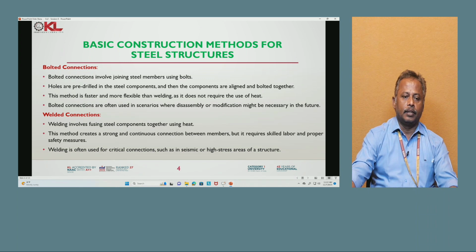Next, weld connection. Welding involves fusing steel components together using heat. This method creates a strong and continuous connection between the members, but it requires skill, labor and proper safety measures. Welding is often used for critical connections like seismic or high stress areas of the structure.